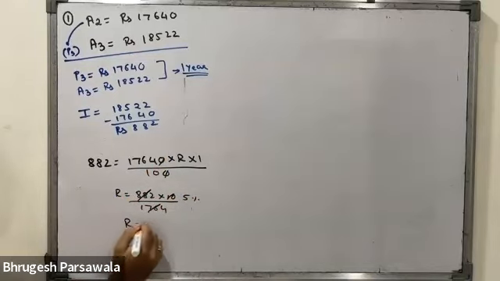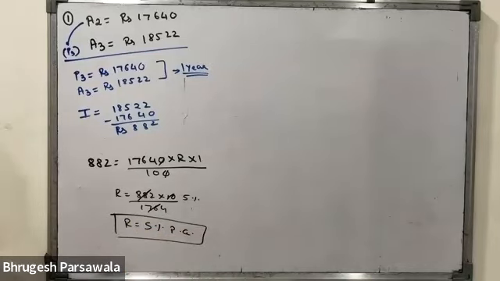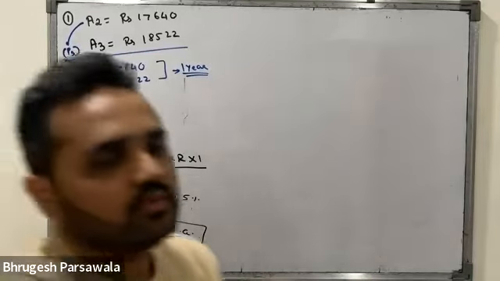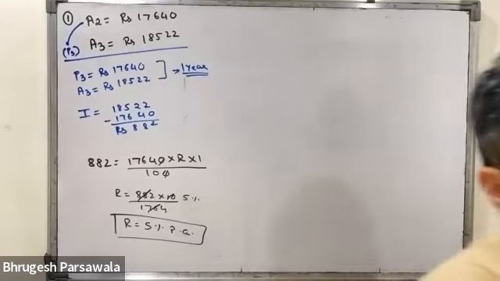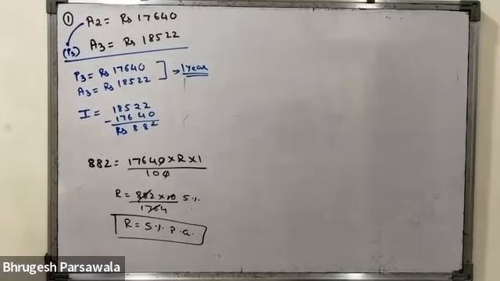So rate is 5% per annum. Again I am saying, how to distinguish this sum? Amount for 2 successive years is given. In this case, it was given for A2 and A3. Amount for 2 successive years was given, A2 and A3.